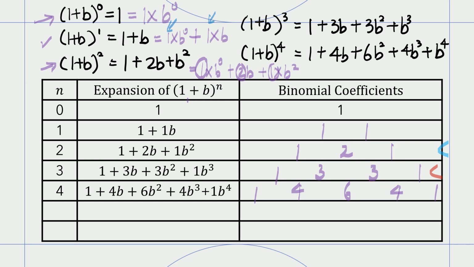Okay, now let's look at n equals 4. Let's look at this number here. How do I get 6? To get 6, you have to look at the row above it. Look at the two numbers above it, which are 3 and 3. So 3 plus 3 will give you 6.